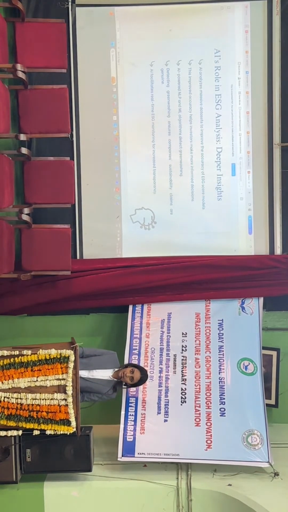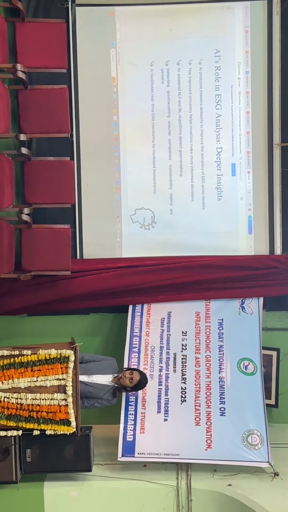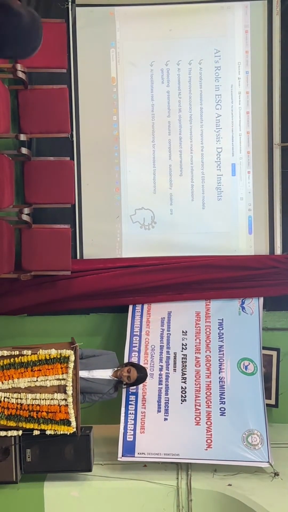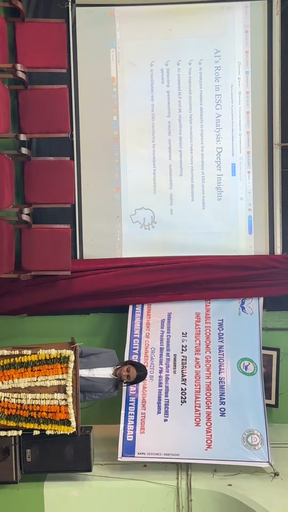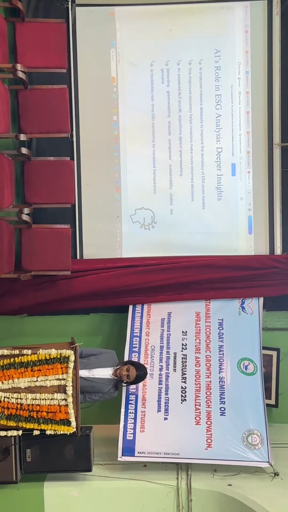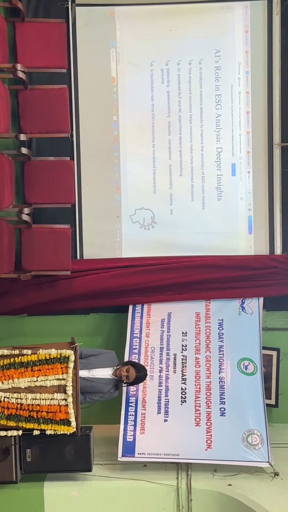AI is known for data-driven decisions, which helps the investor not only talk about the investment profits, but also make decisions which are more sustainable and aligned with their profit motives. AI-powered NLP, that is natural language processing, and ML algorithms detect greenwashing. Detecting greenwashing ensures companies' sustainability claims are genuine.